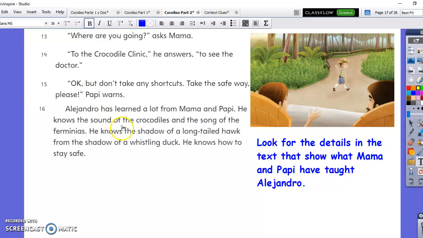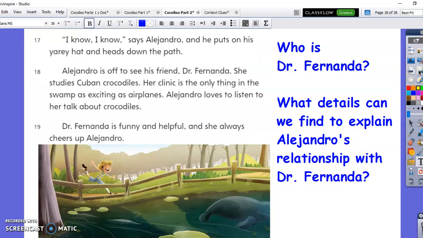And here's the first time we have it mentioned that he's going to go visit a friend of his who ends up being a very important secondary character. Not a major character, but a minor character who is also pretty important, which is the clinic where he's going to see the doctor. And here his parents tell him to stay on the path and be safe. Alejandro is off to see his friend, Dr. Fernanda. She studies Cuban crocodiles. Her clinic is the only thing in the swamp as exciting as airplanes.